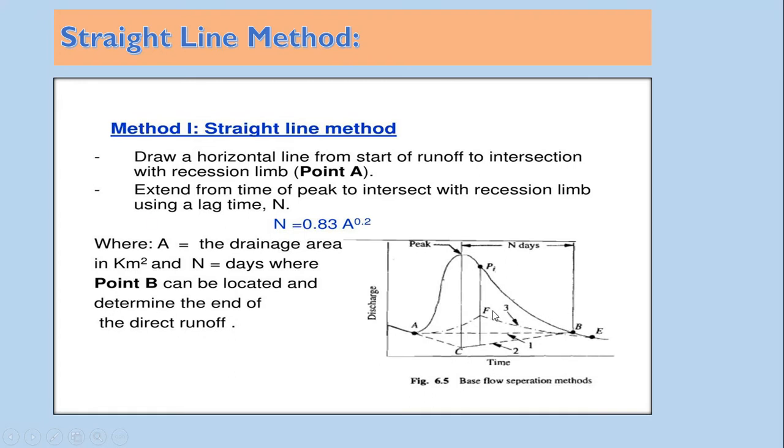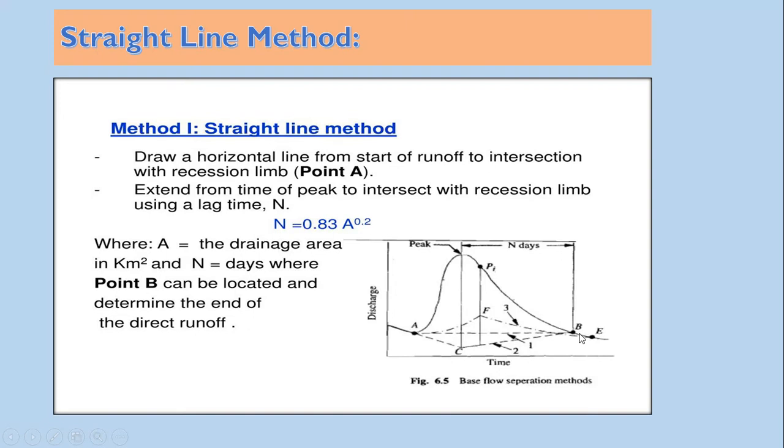In this straight line method, it is easy to know the point A from where there will be a build-up of the runoff. This point A one can very easily find at the starting point. But the difficulty arises in how to locate this point B. It may be here, it may be here, it may be anywhere in this portion. So how to locate this point B?